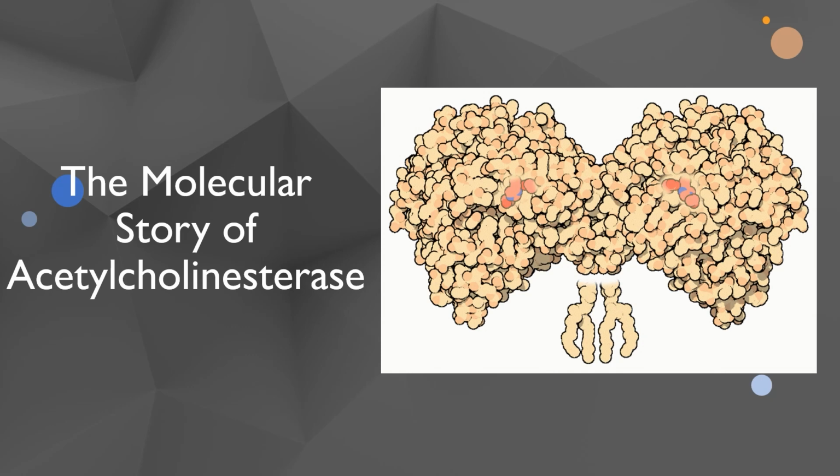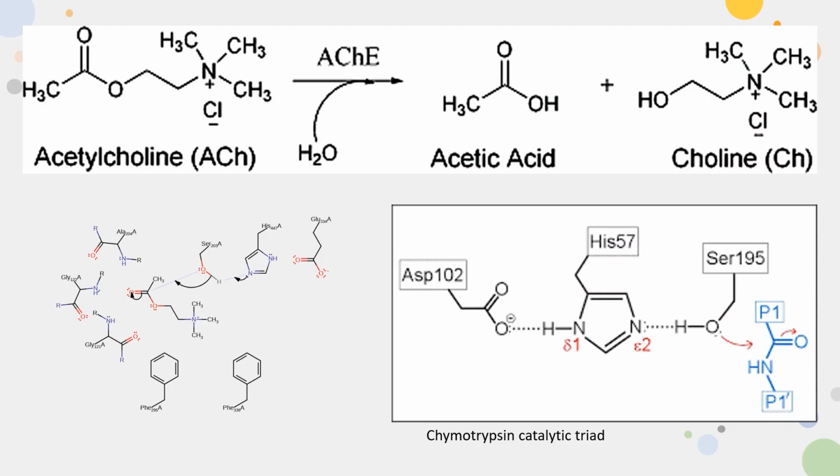Welcome to the molecular story of acetylcholinesterase, the enzyme responsible for the termination of signaling between our nerve cells and motor neurons through the hydrolysis of our neurotransmitter acetylcholine. We see the reaction of how this happens. Acetylcholinesterase is a serine hydrolase that catalyzes acetylcholine into acetate and choline with the help of water.